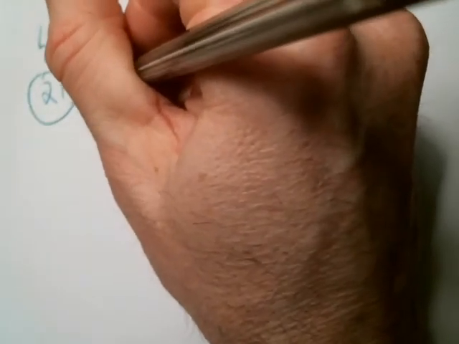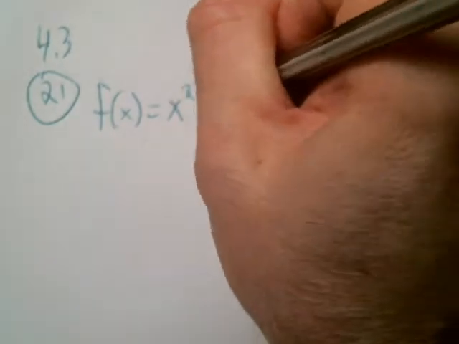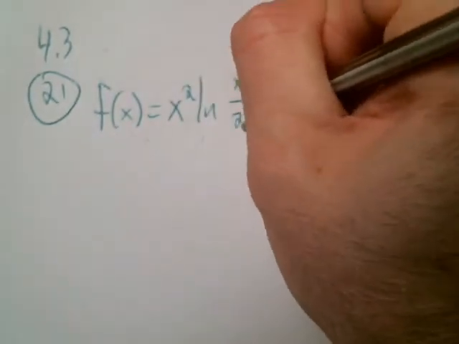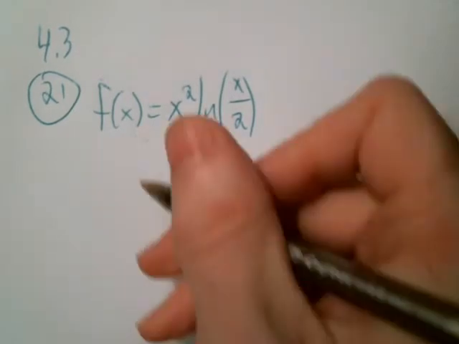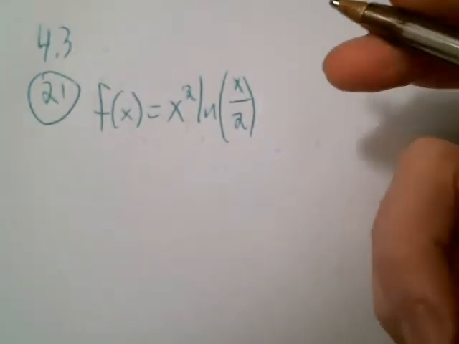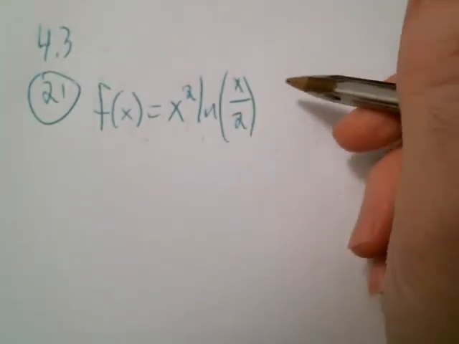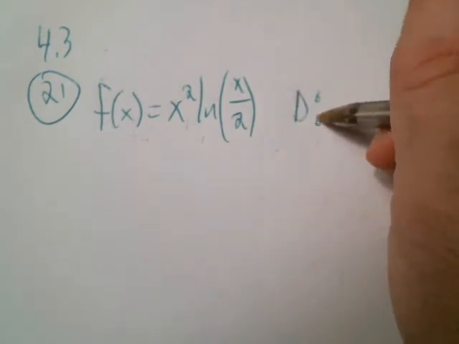Okay, so number 21. So f of x is x squared ln of x over 2. Okay. Hopefully I'm picking the right ones. If not, just let me know and I'll do some more. But for these guys, you want to find the interval of increase, decrease. You need the derivative. It's not a bad idea to mention the domain in these.